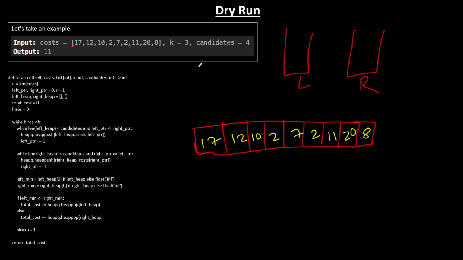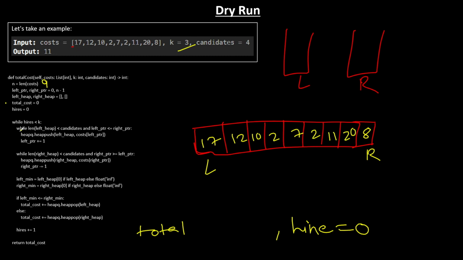Okay. So now let's start with the dry run. So n is what? n is here 9. I've written it here itself. And left pointer, let it be L, let it be R. Okay. Done. Left heap and right heap I have already drawn here. Now total cost. Okay. I will update the total cost here itself. And hires. Or let me write it here. Total and hire. Okay. Now while hires is less than or equal to k. Right now hires value is 0 and k value is 3.